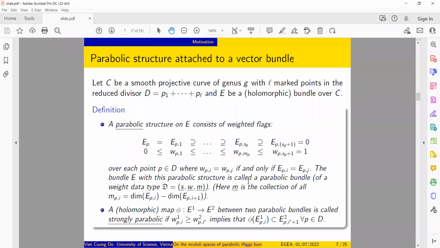Okay, so now we have a definition of what is the strongly parabolic map between the two parabolic bundles. If you see the map like a matrix, you can see that this is some kind of upper triangular matrix.